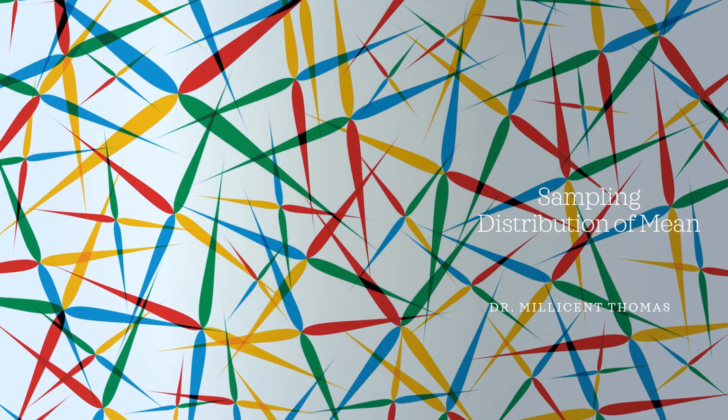In this video, we are going to see what a sampling distribution of mean is and how to describe the sampling distribution of mean using a normal curve, and the difference between the shape of just the distribution and its sampling distribution.